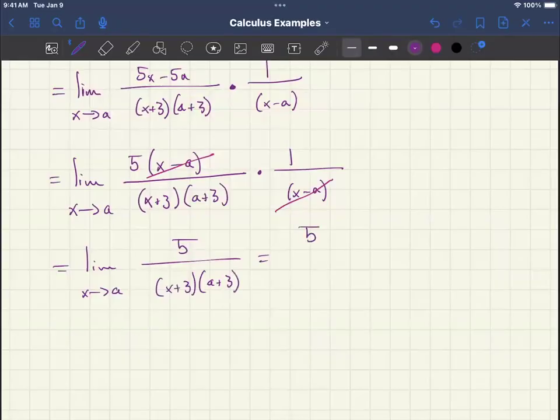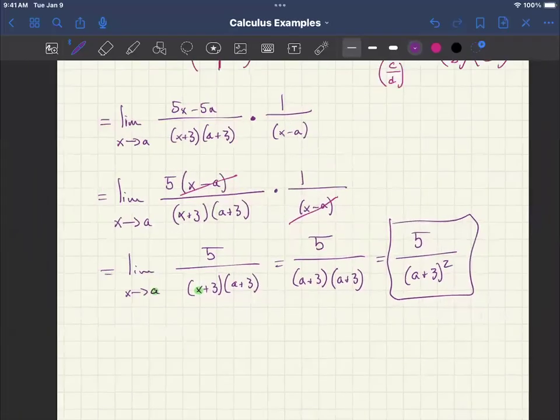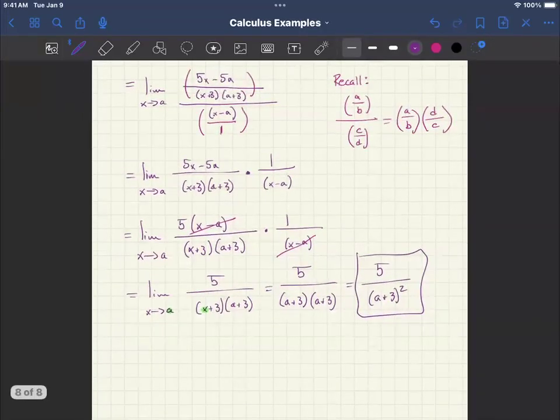And now we can actually plug in a where we see the value x, right? So we're just going to plug our a value in right there. And we end up with, and I'm going to make this a little bit slicker, 5 divided by a plus 3 quantity squared. So there's our solution. And isn't it lovely? Don't forget your nice algebra trick here. Whenever you have 2 fractions that you're dividing one by the other, take the fraction in the bottom, and just flip it and multiply.